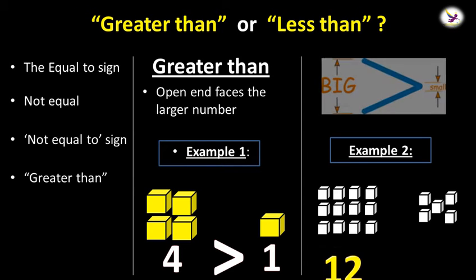Another example, still with cubes. On the left, we have 12 cubes, and on the right, we have 5 cubes. You have to place a sign in between. So we see that 12 is greater than 5. The open end always points towards the bigger number. Let's move on.